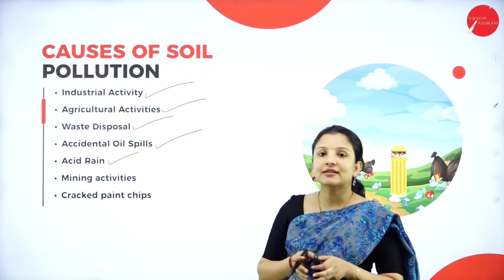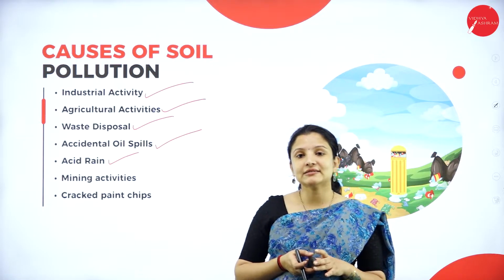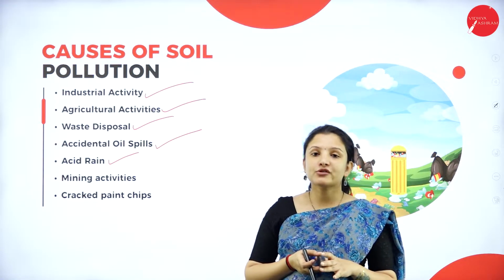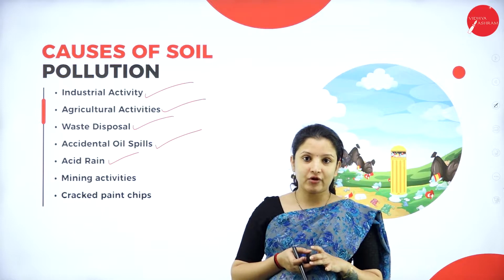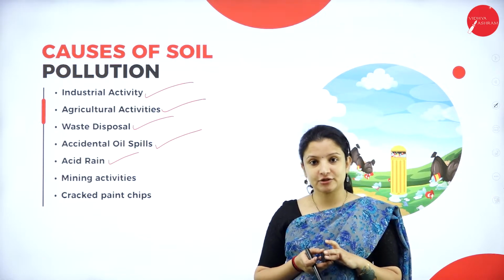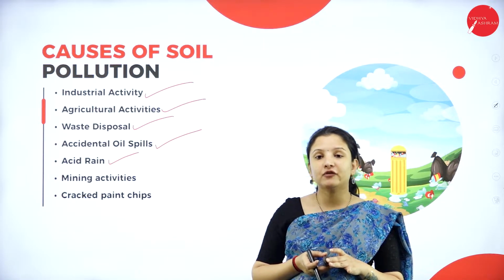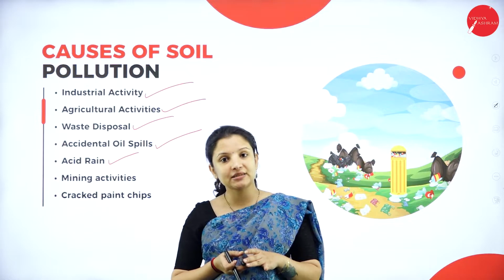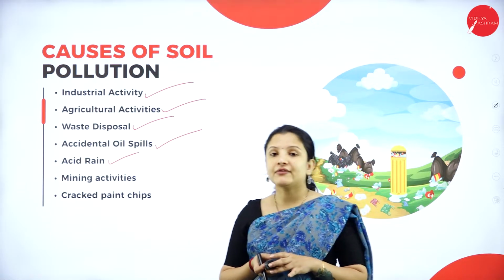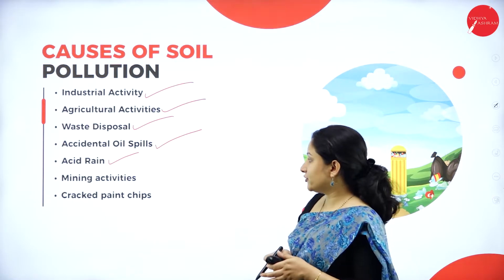So, acid rain can contaminate the soil. How? Because acid rain contains sulfur dioxide, which, when it enters the soil, can kill the good microbes that are present in the soil. Therefore, these microbes will not be capable of degrading the waste materials that are there in the soil, leading to soil contamination or soil pollution.